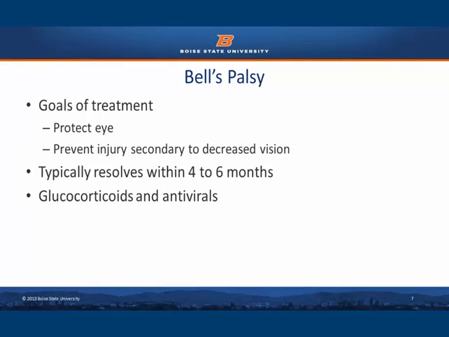Bell's palsy: because it typically resolves on its own within 4 to 6 months, the treatment that's necessary is to protect the eye, and you want to have the patient tape or patch it at night to prevent secondary injury. Glucocorticoids and antivirals may be helpful early on in the disease. The main concern is avoiding corneal abrasion and injury, as I mentioned. Artificial tears and patching the eye at night protect the eye from injury.